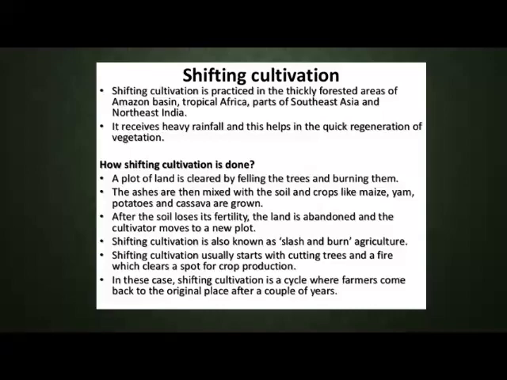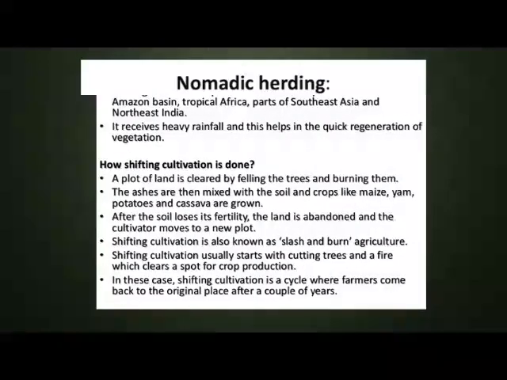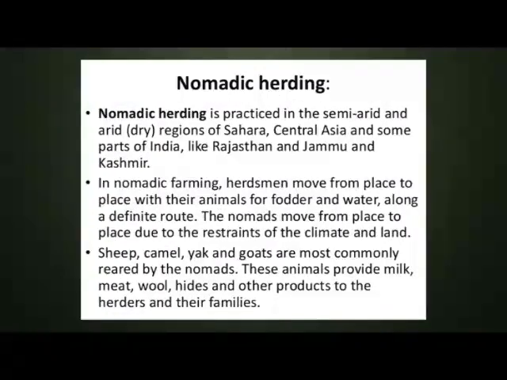Nomadic herding. Nomadic herding is practiced in the semi-arid and arid regions of Sahara, Central Asia and some parts of India like Rajasthan and Jammu and Kashmir. In nomadic herding, herdsmen move from place to place with their animals for food and water along a definite route. The nomads move due to the restraints of the climate and land.